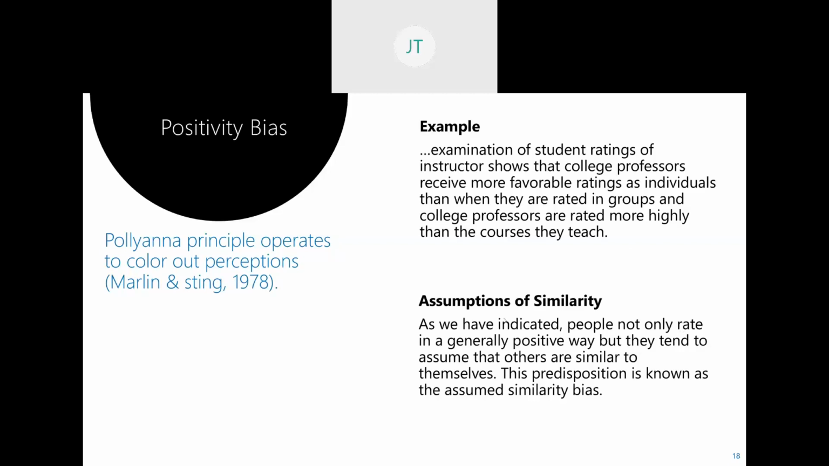Assumptions of similarity. As we have indicated, people not only rate in a generally positive way, but they tend to assume that others are similar to themselves. This predisposition is known as assumed similarity bias.